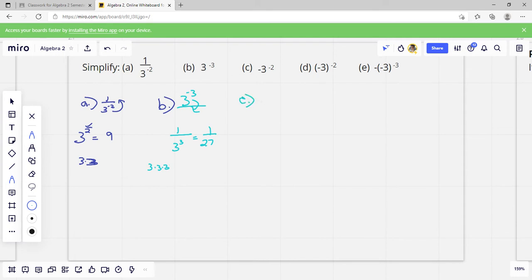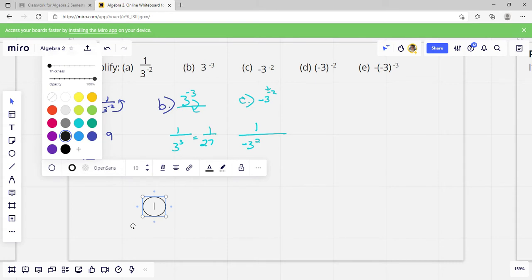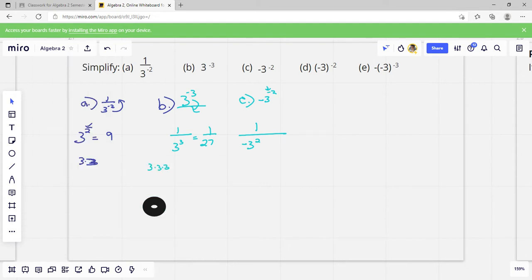C is negative 3 to the negative 2. Okay, so we have to get rid of that negative exponent first before we can do anything by moving the whole thing to the bottom of our fraction. Now we have 1 over negative 3 squared. Now the rule for this is if we can cover that negative up, there's nothing guarding it. In the book it shows it like you're putting your finger over it. So we're going to pretend that's our finger, and we can put it over that negative sign.